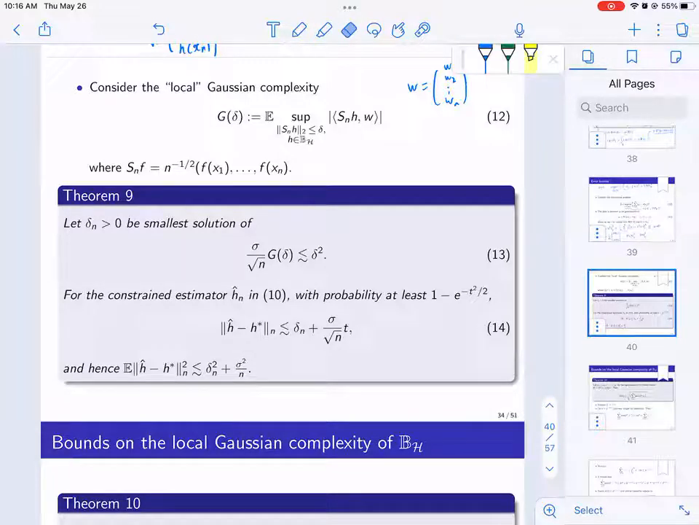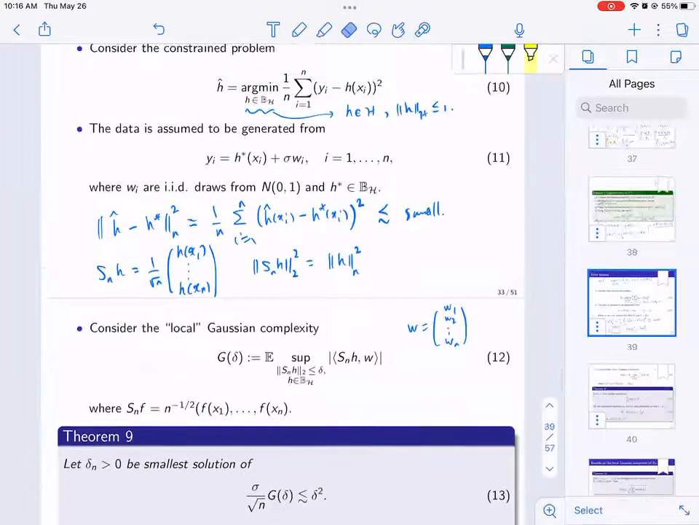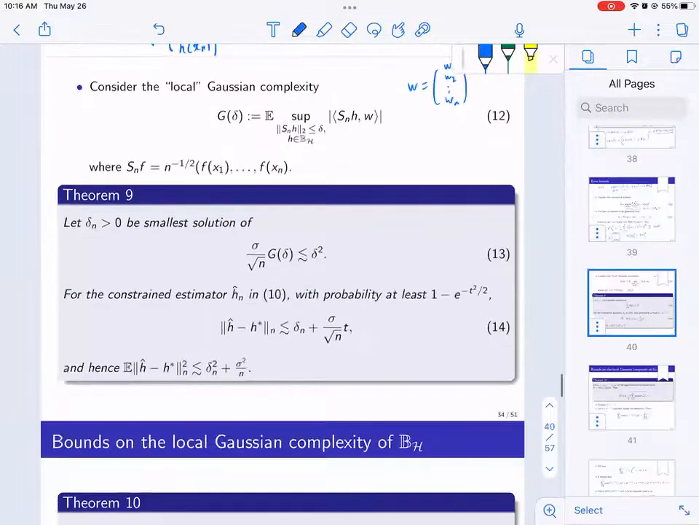But we're going to give you a result for this. So suppose you have this, then if delta n is the smallest solution of this equation, and if h hat n is the constrained estimator defined here, let's say hn, then the empirical norm of hn minus h star is controlled by this delta n plus sigma over root n t with this much probability. And it's easy then to show that the expectation, because of this tail bound, would be delta n squared plus sigma squared over n.